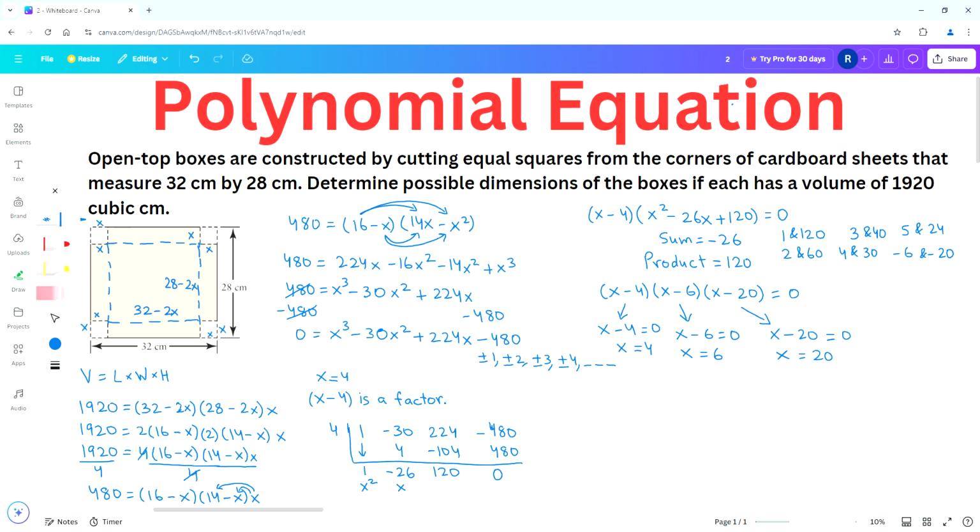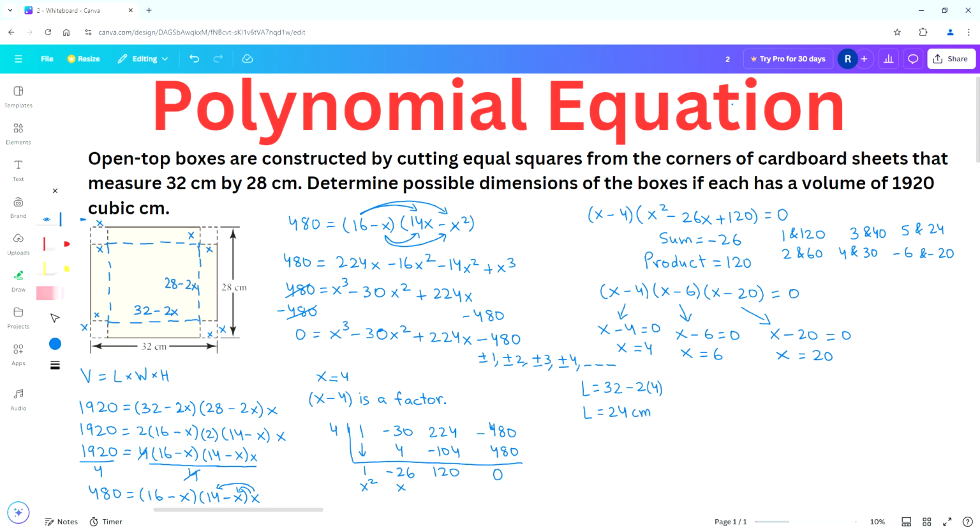Let's start with x equals 4. The expression for length is 32 minus 2x, so we sub in x as 4. Two times 4 is 8. 32 minus 8 is equal to 24. The unit is centimeter.